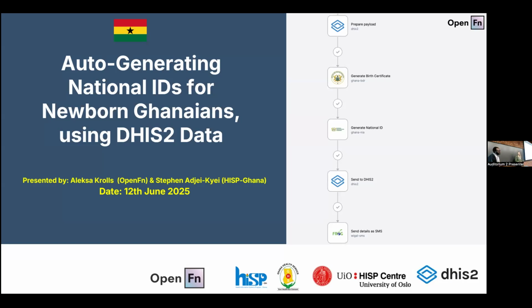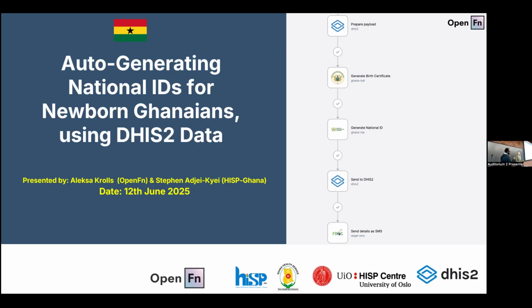Yeah, so we are the last presenter, so we can take the rest of the time. We are presenting on generating national IDs for newborn babies in Ghana. This is a collaboration between HISP Ghana, OpenFN, and the Ghana Health Services. The presentation is structured such that Alexa will introduce OpenFN so you understand the collaboration very well. Then I will take care of the HISP activities, what we did and why we are doing that. And then Kwame will give us the Ghana Health Services' take on the whole project.